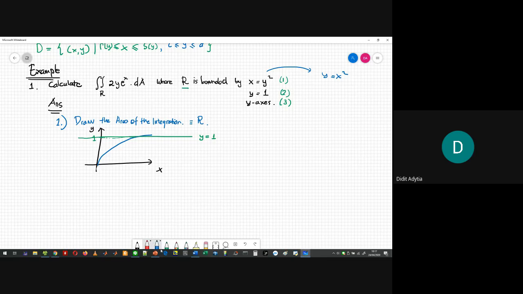Okay. The blue one, you know it. This is X is equal to Y squared. Okay. And then Y-axis. Yang mana Y-axis? Y-axis is this one. Aksis dari Y. Okay. This one. This is Y-axis. Jadi daerahnya yang mana? D. Berarti ini ya. This one. The green one. Okay. So this green one is actually what we call as R.